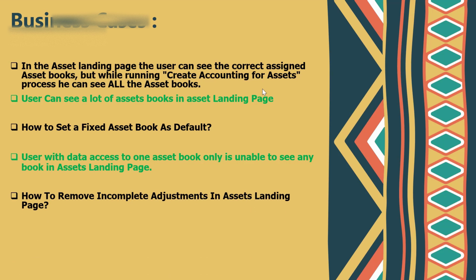The next business case is how to remove incomplete adjustments in the assets landing page. In some cases, the users download the spreadsheet and make the adjustments, but they are not completed. So how to remove it from the landing page? What is the landing page?